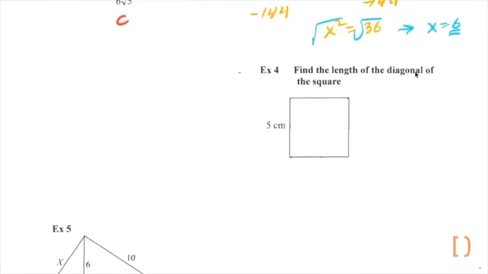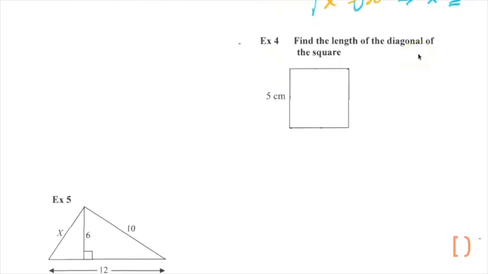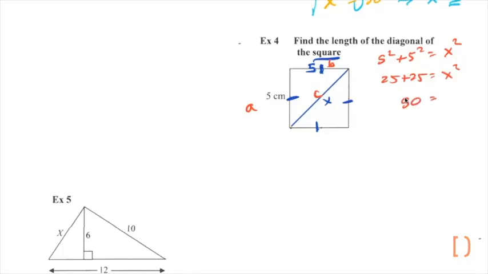Let's move on to the next one. Find the length of the diagonal of the square. The diagonal is this guy. That's what we're looking for. Make that an x. It is a square, which means all sides are the same. That's a 5 also. All we have to do is Pythagorean theorem, a, b, c. We're going to get 5 squared plus 5 squared equals x squared. 25 plus 25 is equal to x squared. I get 50 is equal to x squared.